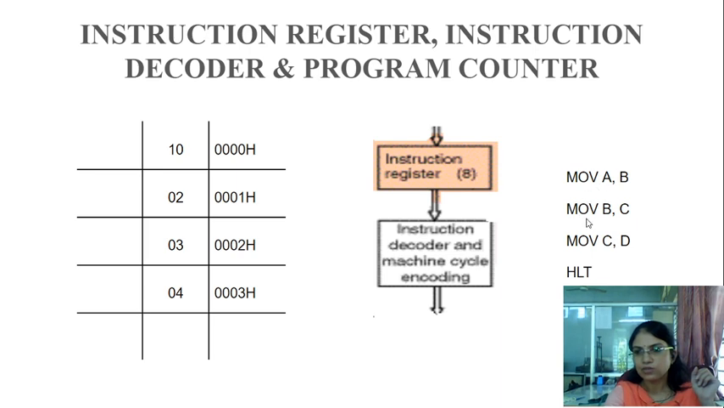After that we want to execute another instruction, because our program has not completely executed; only one instruction we have executed. Now we want to execute another instruction of our program, that is move B, C. So for execution of move B comma C, the opcode of move B comma C is 02H, and it is stored in memory location 0001H. And for the execution purpose, we always want the memory location address in the program counter.